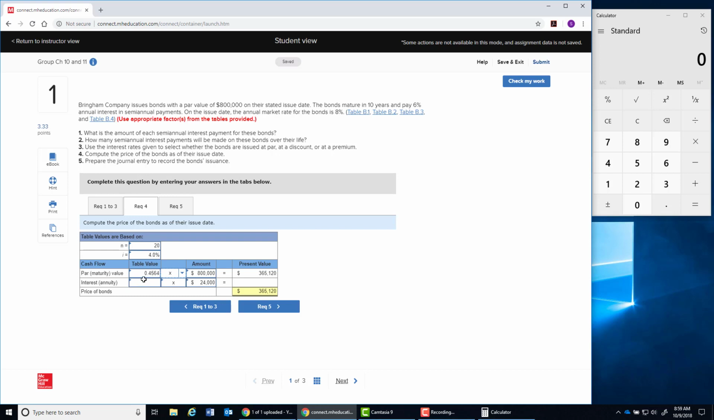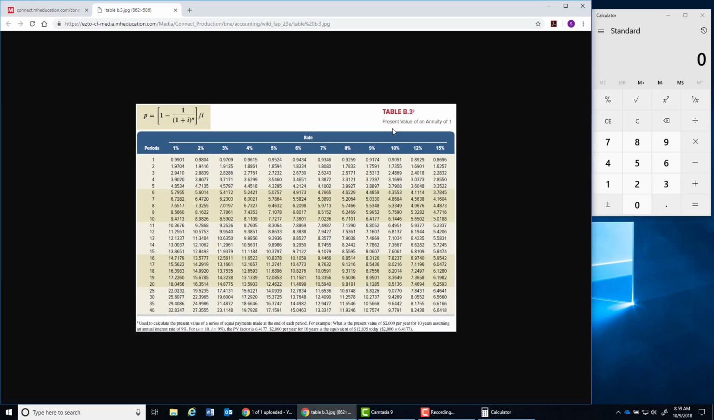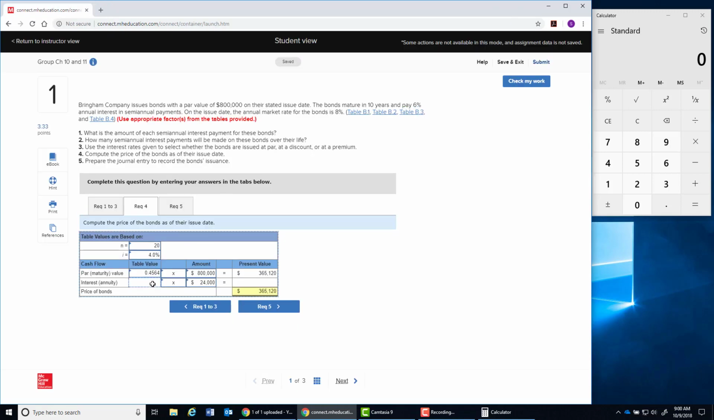How about that interest? Well, I'm going to roll on over, I think it's table B3, for the present value of an annuity. Present value of an annuity of $1. That's what I need. 20 periods, 1%, 2%, 3%, 4% shows me 13.5903. So I go to 13.5903, and it tells me that the present value of my interest payments are $326,167. Therefore, I should be selling my bond at $691,287. Okay, not so bad.